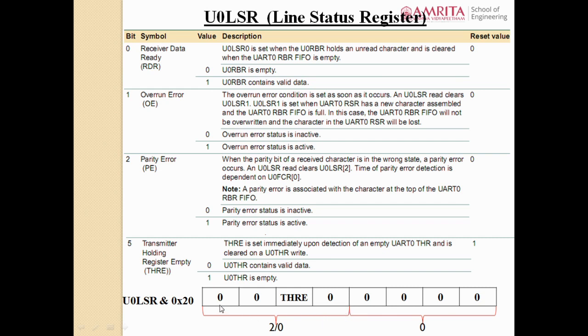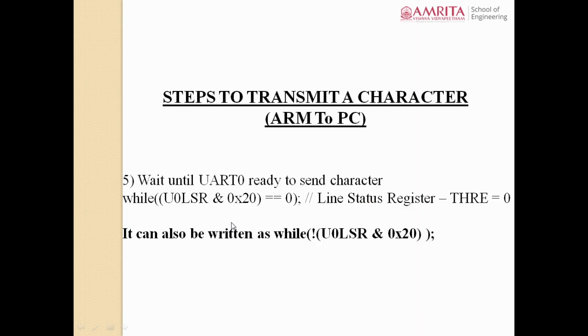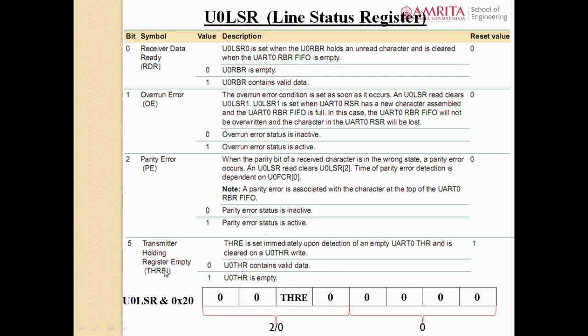So what is that value? 0, 0, 1, 0, 0, 0, 0, 0. That means you need to AND with 0x20. So that is what is done. U0LSR AND 0x20. Right. U0LSR AND 0x20 means this bit alone will be kept as it is, all the other bits will be 0. Then what you will do? U0LSR AND 0x20, you are checking whether it is equal to, what you should check here?